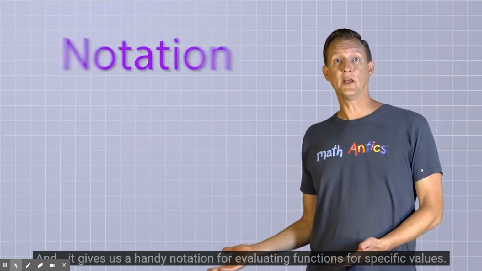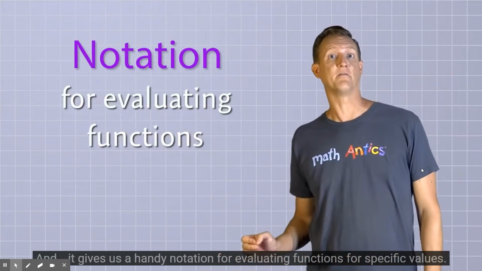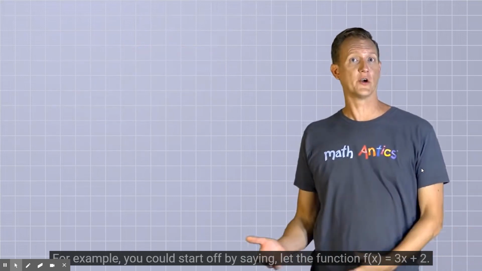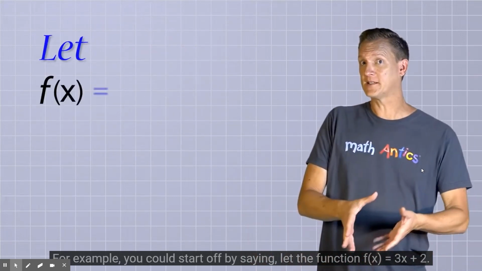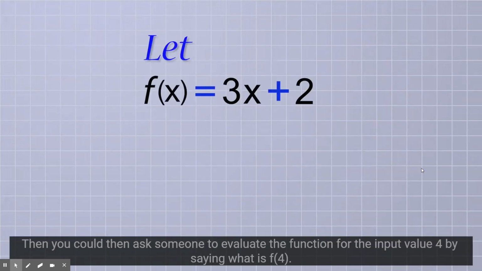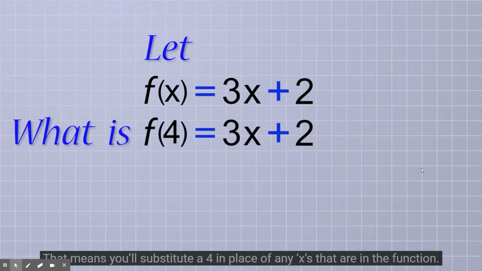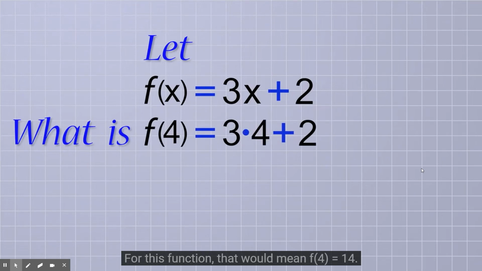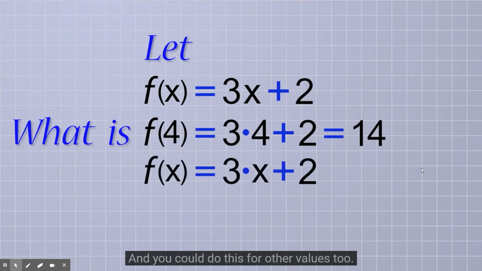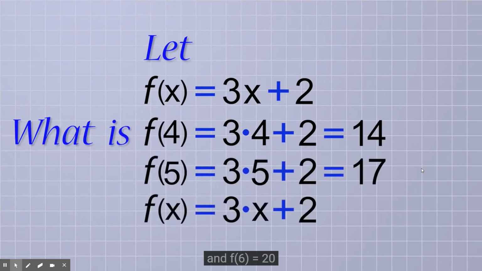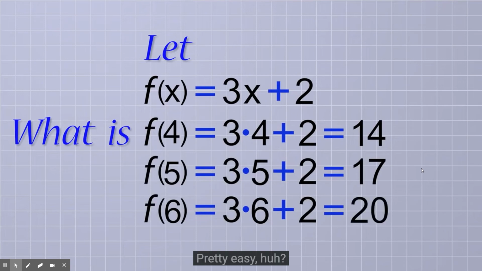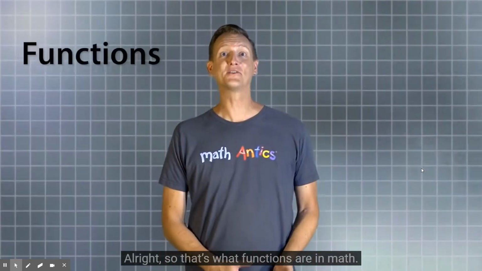And it gives us a handy notation for evaluating functions for specific values. For example, you could start off by saying, let the function f of x equal 3x plus 2. Then you could ask someone to evaluate the function for the input value 4 by saying, what is f of 4? That means you'll substitute a 4 in place of any x's that are in the function. For this function, that would mean f of 4 equals 14. And you can do this for other values too. f of 5 equals 17, and f of 6 equals 20. Pretty easy, huh?